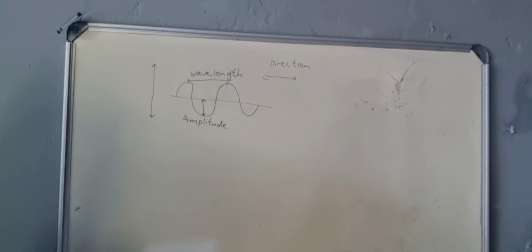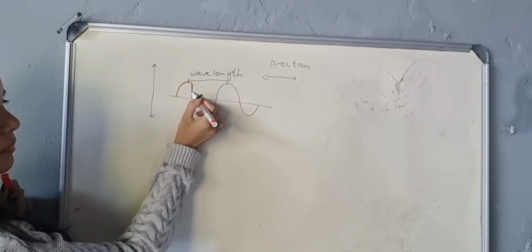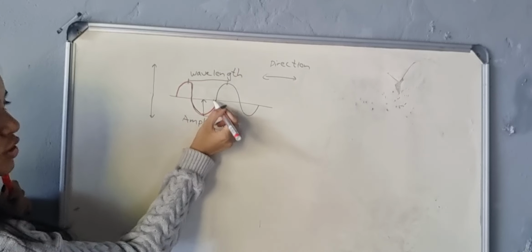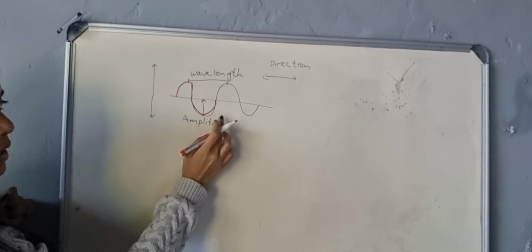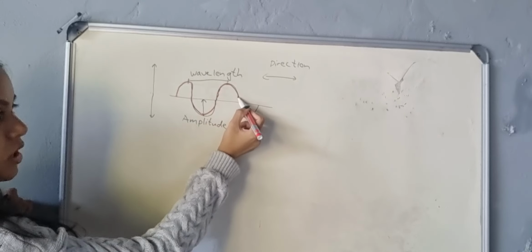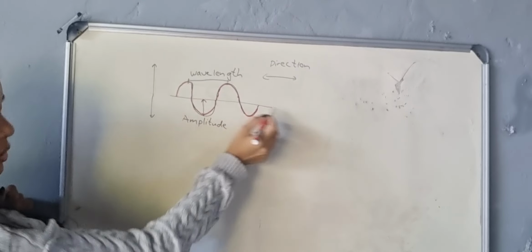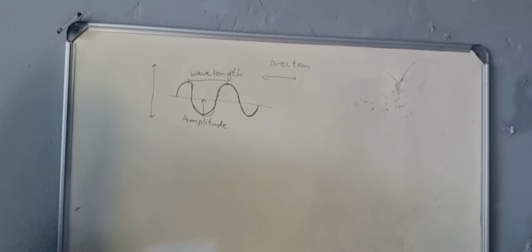Two of the wavelengths is represented from here. From the beginning of the equilibrium, all the way past the equilibrium to the equilibrium again. So a peak and then the minimum point. This is one wavelength. Then from the equilibrium again to the peak, going past equilibrium down to the equilibrium again, that is another wavelength. So 2 wavelengths is represented in the diagram, and you're going to get a mark for showing that.